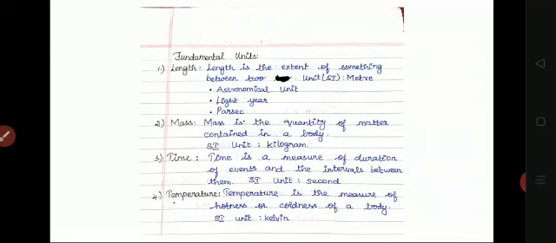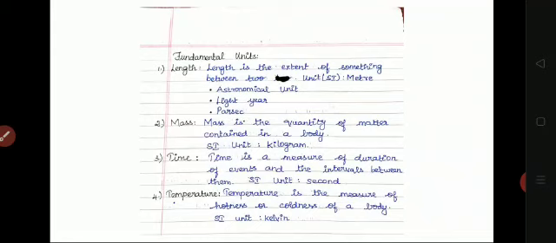Time is the measure of the duration of events and the intervals between them. That is from morning to evening, afternoon till night. So starting from one event to another, the interval between them we call time. The SI unit is the second.